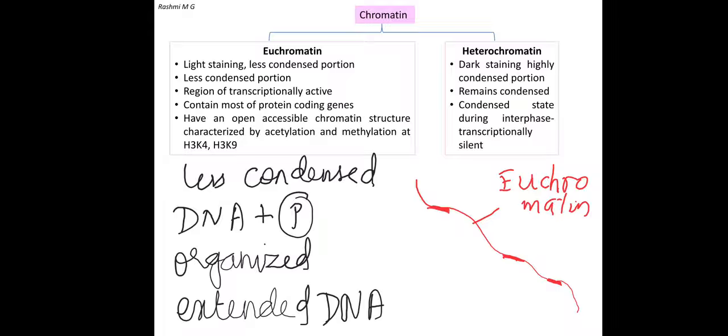The portions which are darkly stained are known as heterochromatin. Euchromatin and heterochromatin. The lightly stained, less condensed portion is known as euchromatin. The dark portion of the extended chromatin is known as heterochromatin.